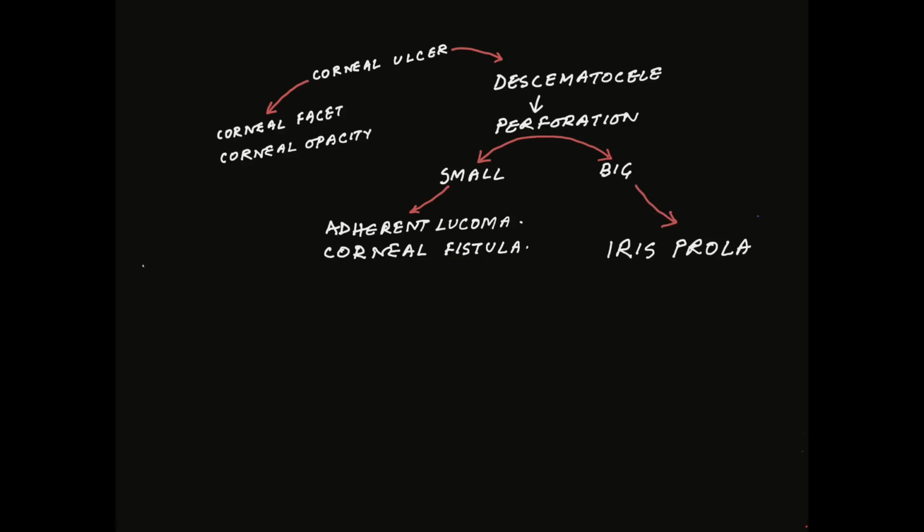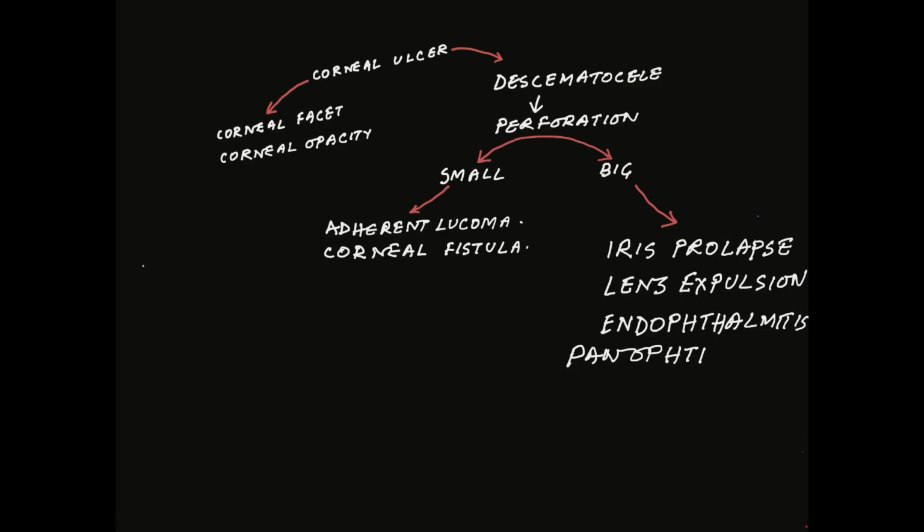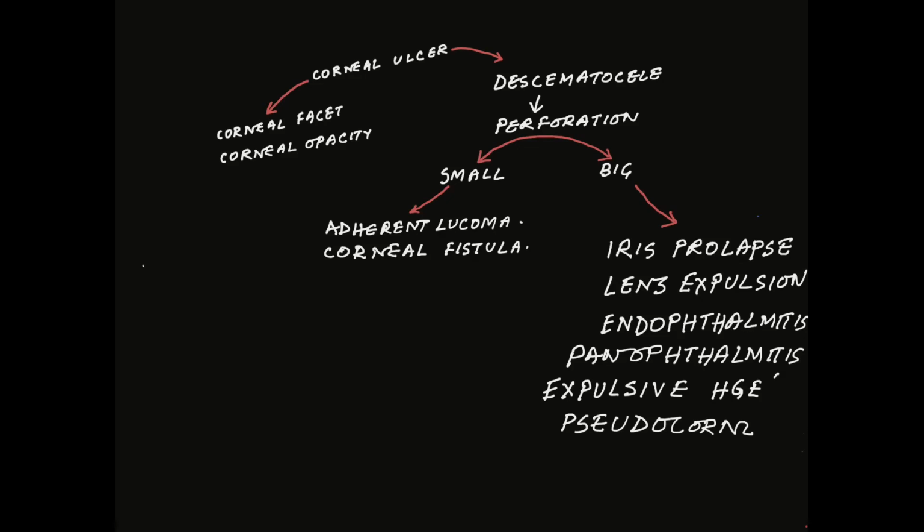If the perforation is big enough, the iris will actually prolapse through the perforation. Sometimes the lens can also go out, lens expulsion can happen. The infection can spread towards the back to the vitreous cavity, that is called endophthalmitis, and sometimes the whole eye will go for infection, that is called panophthalmitis. Sometimes if there is a perforation of sudden onset, there may be expulsive hemorrhage from the choroidal vessels. In the pseudocornea we have just seen the anterior staphyloma formation.